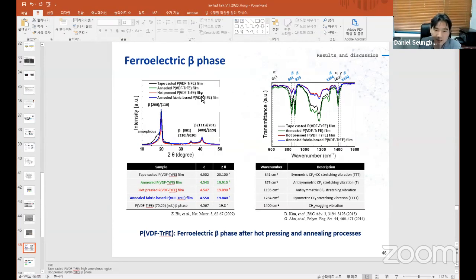PVDF has alpha, beta, gamma, and delta phases, but beta has the largest piezoelectric property. And you can see for our annealed fabric-based sample, the theta value is a bit smaller than the other, which means it's in tensile stress. And that is understandable because the nickel or the metal electrodes will shrink faster than the PVDF when we quench it. So you tend to have a tensile stress. Oh, maybe I'm wrong. Let me take that back. So I will think more about why we have tensile stress here, okay?